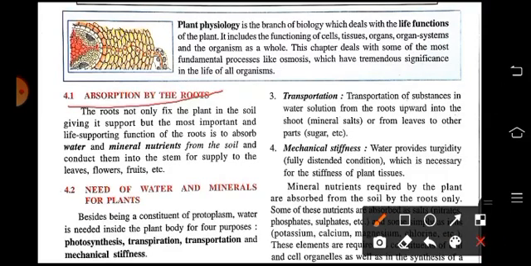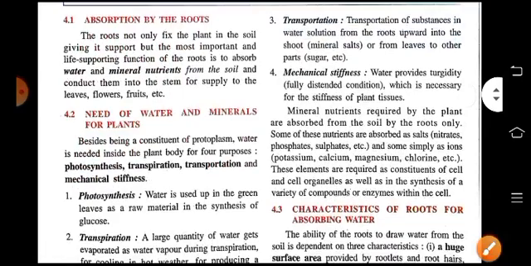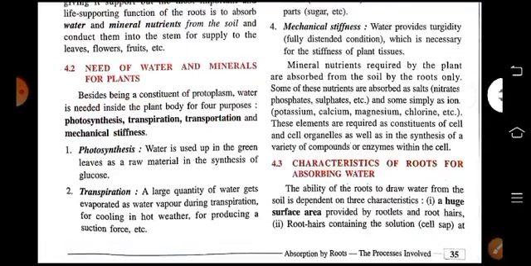So as I told you, children, the roots are not only for fixing the plant in the soil, but they are also meant for an important function, and that is to absorb water and mineral nutrients from the soil and conduct them into the stem for supply to leaves, flowers, fruits. So why are water and minerals necessary for the plants?